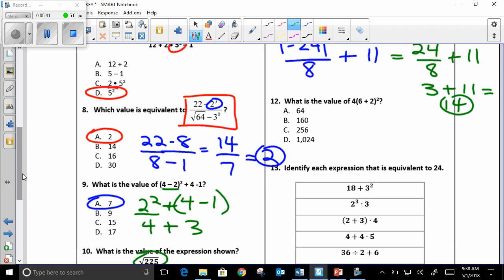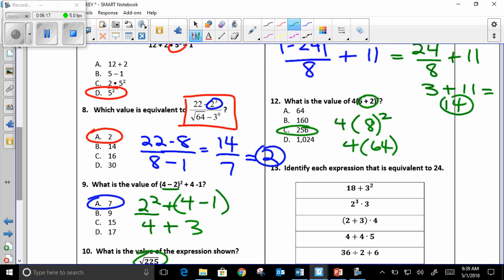Number 12, what is the value? C is correct. So the first thing you want to do is solve your parentheses first. So 6 plus 2 is 8. And then what you want to do is square the 8. So 4 times 64 is 256. That's a tough one. So you want to make sure that you do the parentheses first, then the exponent, and then multiply.